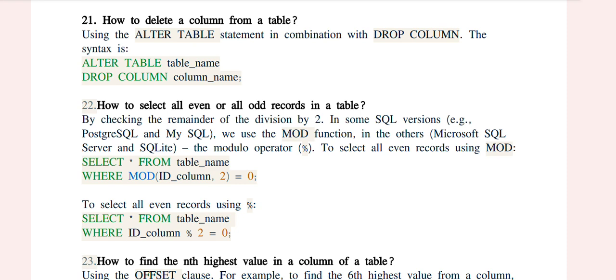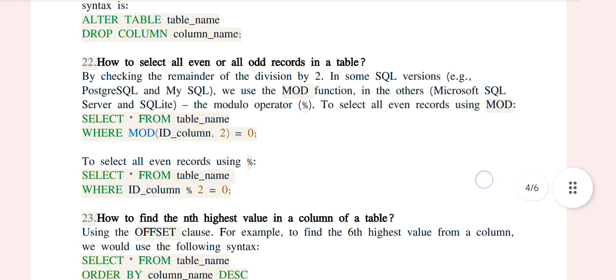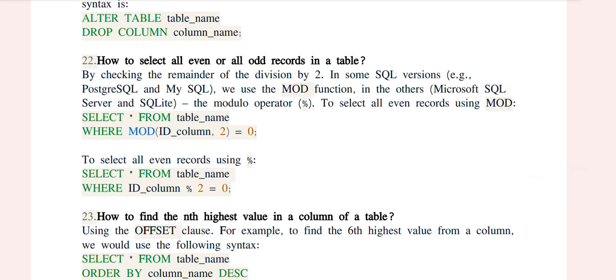How to select all even or all odd records in a table by checking the remainder of division by 2? In some SQL versions, like Postgres and MySQL, the mod function is used. So here: select from table name where mod of column id, 2 is equal to 0. You can also use the percentage operator. This is the command from a different kind of database, so I have taken it just for your reference. Here I am using mod. For another variant: select from table where id column divided by 2 is equal to 0. So through this we can get the odd and even records.